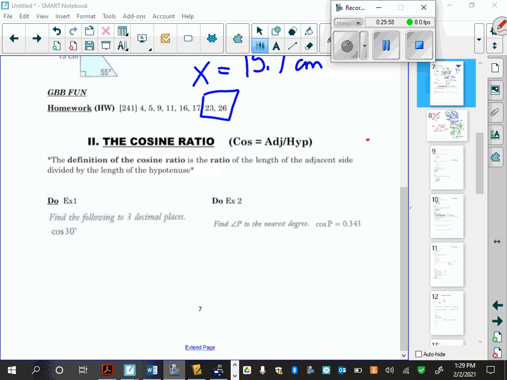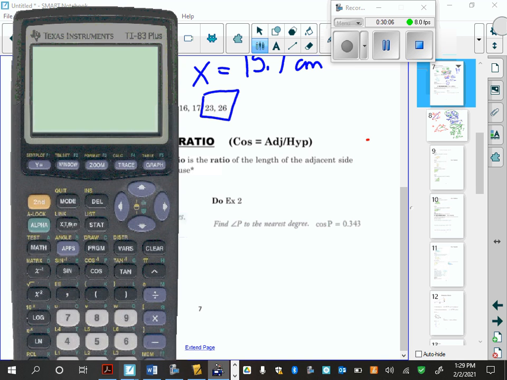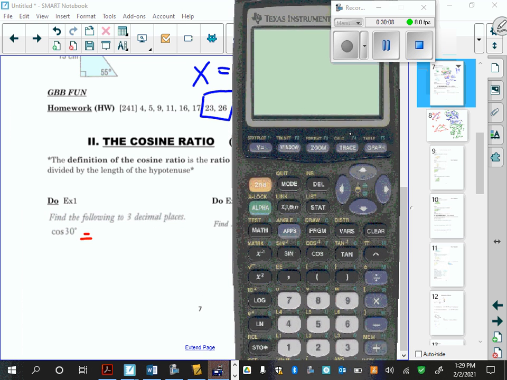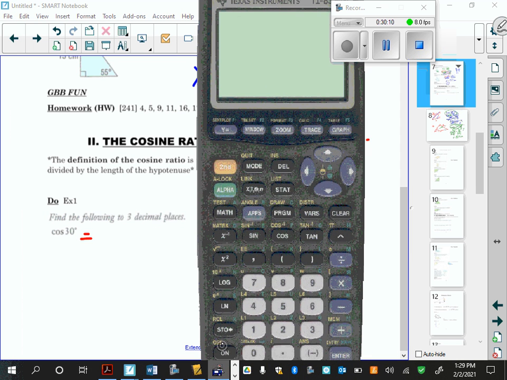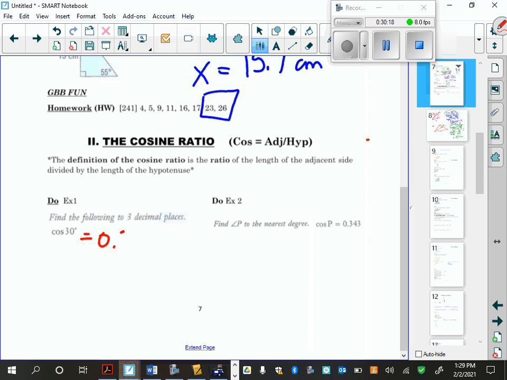Okay, so notice how cosine is almost exactly like sine. Okay, so cos 30. Punch that in your calculator, 3 decimal places. Is it decimal 5? No, that's cos 60. cos 30 is a decimal 866 or 867?